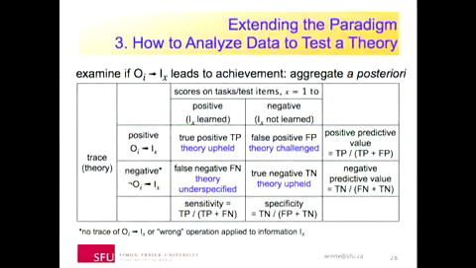We use what one label for this big messy table is called a confusion matrix. And you can see why. So what we want to do is, how do we examine if these things lead to achievement?